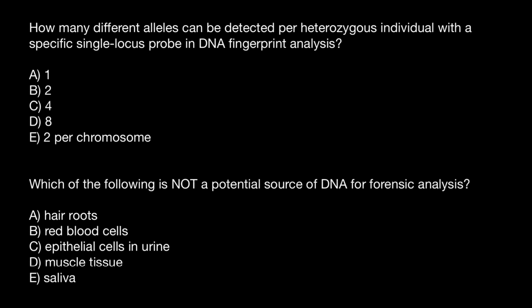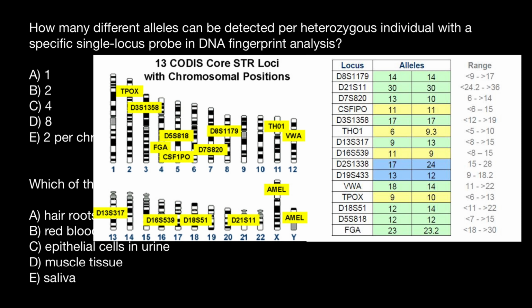The first question of the day: how many different alleles can be detected per heterozygous individual with a specific single locus probe in DNA fingerprint analysis? And here is a variety of answers. You would be able to answer this question if you take a look at this picture.